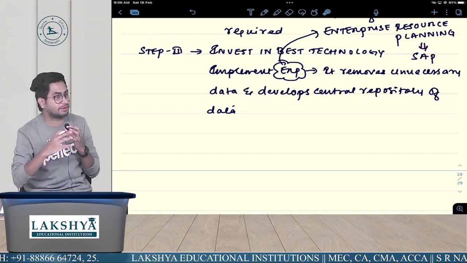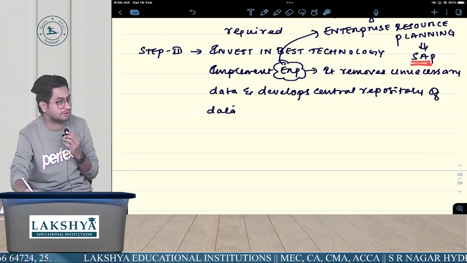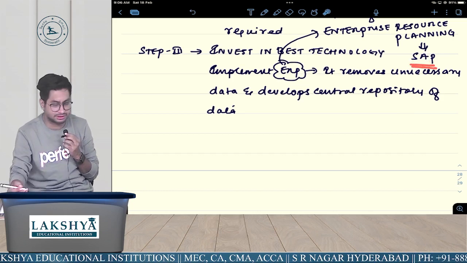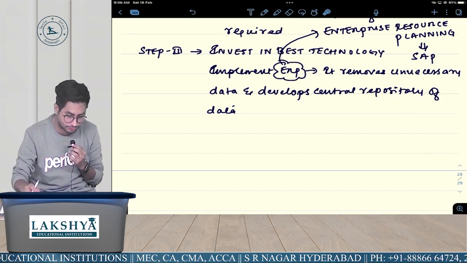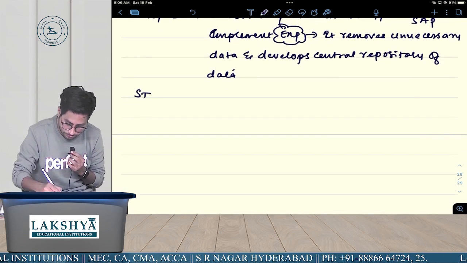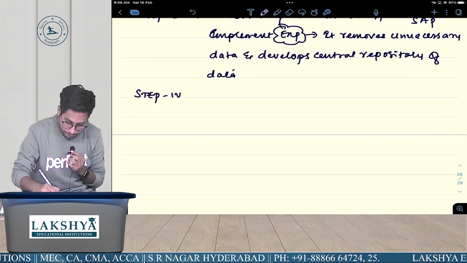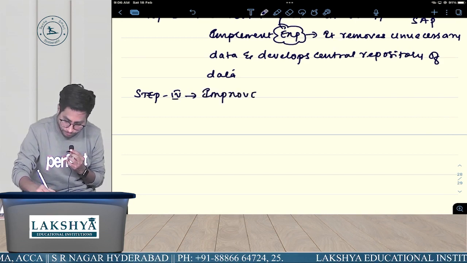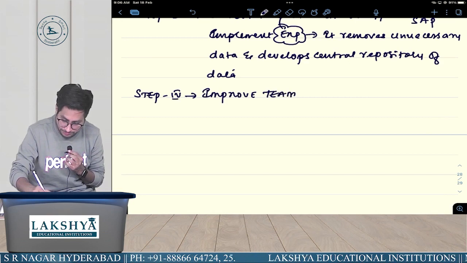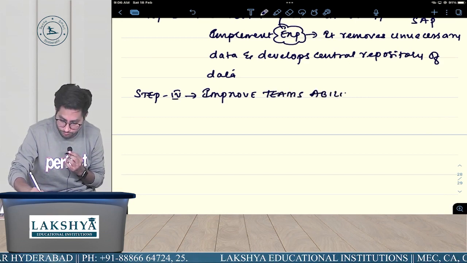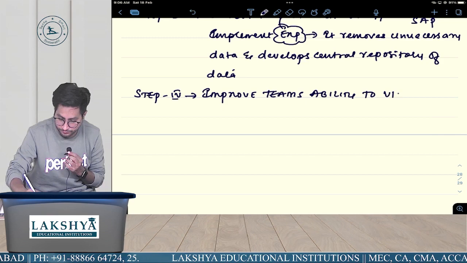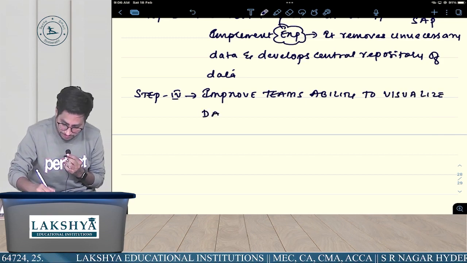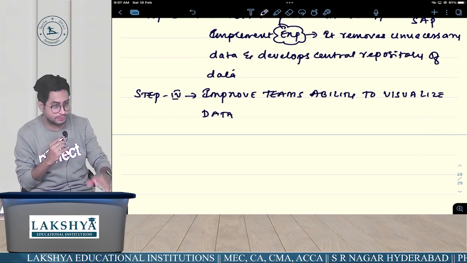So the majority of big businesses always use which software as of today? SAP to manage their business. So better go for what? Better implement SAP. Then step number 4. Improve team's ability to visualize data. Clear? Improve team's ability to visualize data.